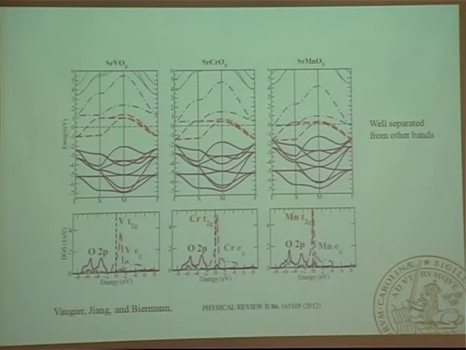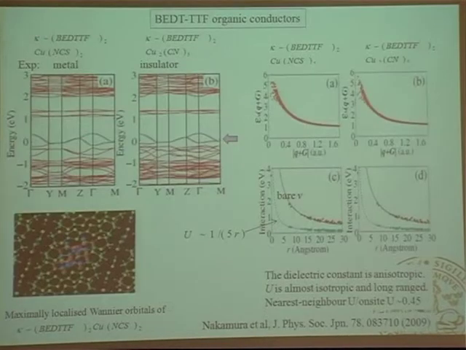So let me see if I have skipped some results here. I just want to show you a few more results. This system I showed in the very beginning, the organic BEDT-TTF organic conductors. Someone has calculated the Hubbard U for this system. Just to remind you of the band structure, this is for this BEDT-TTF. You have a narrow band here, and we want to calculate the U for this narrow band. And this is what they found.